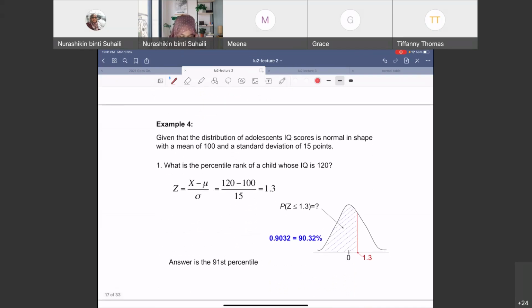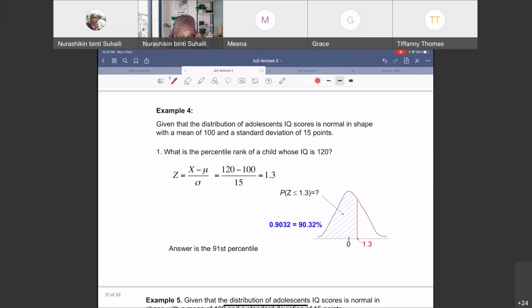All right, this one is okay. In this example, given that the distribution of IQ scores is normal in shape with a mean of 100 and standard deviation of 15, okay, this one is mu equal to 100, sigma or standard deviation equal to 15. What is the percentile rank of a child whose IQ is 120? Okay, this one is the X value.